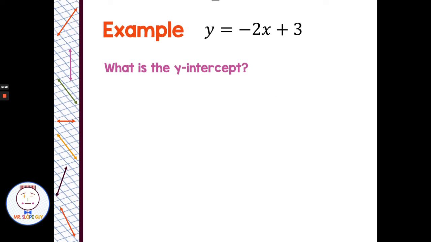All right, let's look at a new example. We have y equals negative 2x plus 3. It's in slope-intercept form, so I should be able to look at it, identify the y-intercept, and identify the slope. Well, the y-intercept is the number here at the end without a variable. So we have plus 3 for the y-intercept. What is the slope? Well, in y equals mx plus b, the slope is m. This is our m value, which is negative 2.